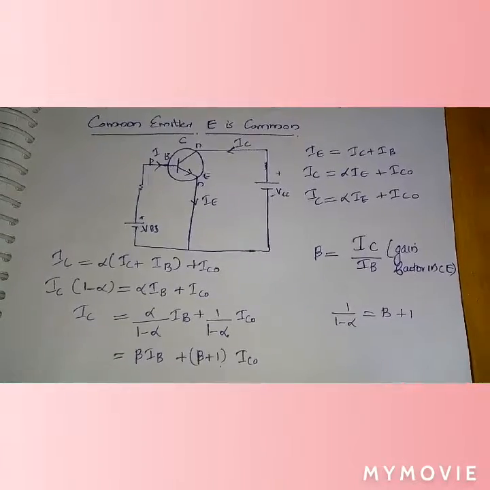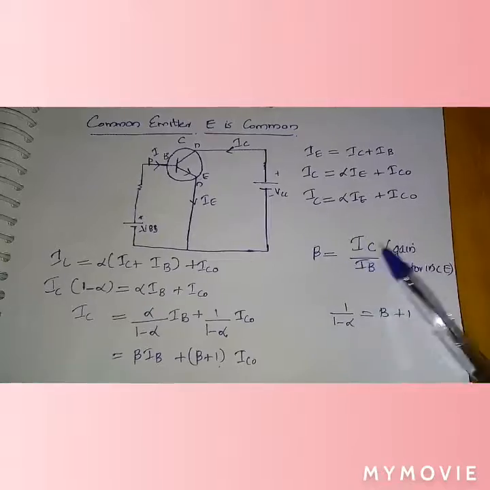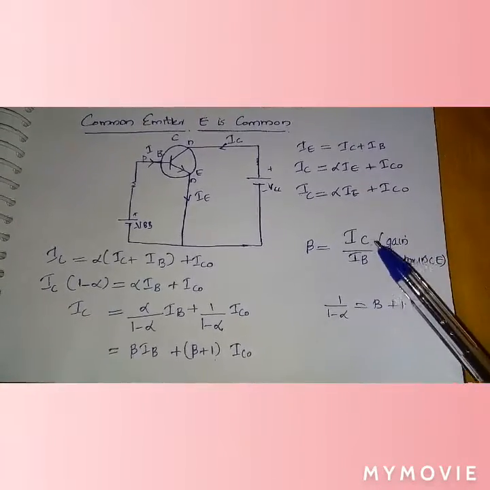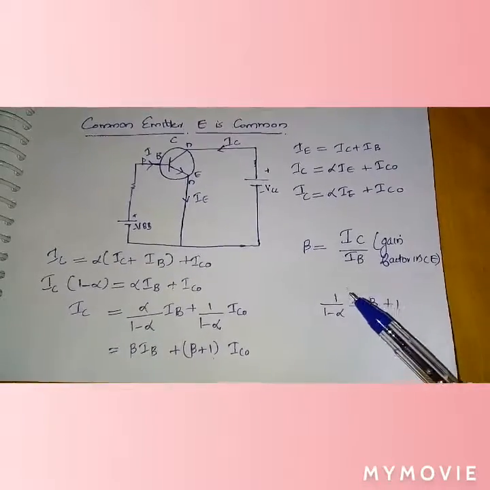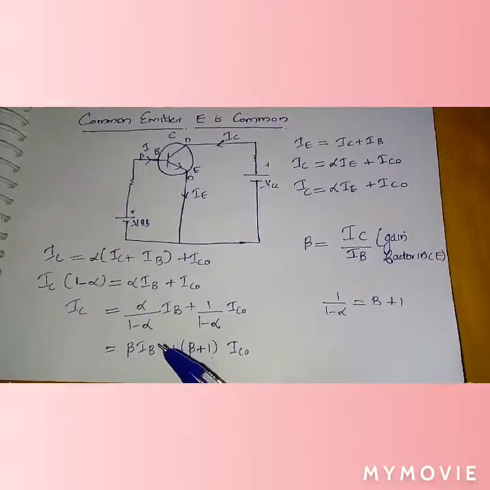So we now also remember this equation, beta is equal to IC by IB. So from that, beta plus 1 is 1 by (1 minus alpha), and beta is equal to alpha by (1 minus alpha). Okay.